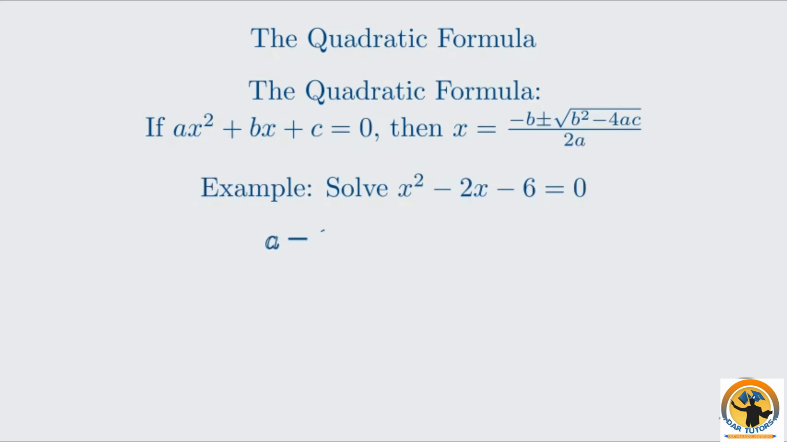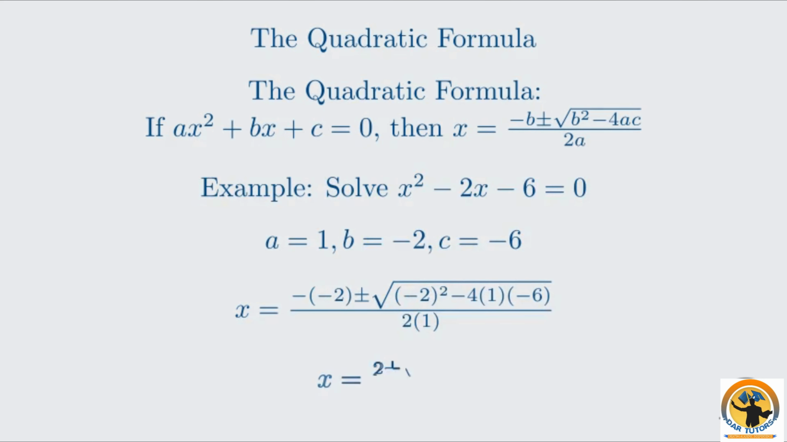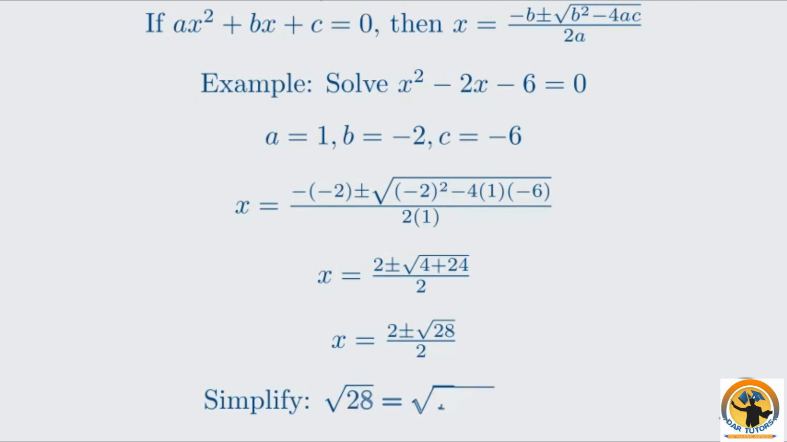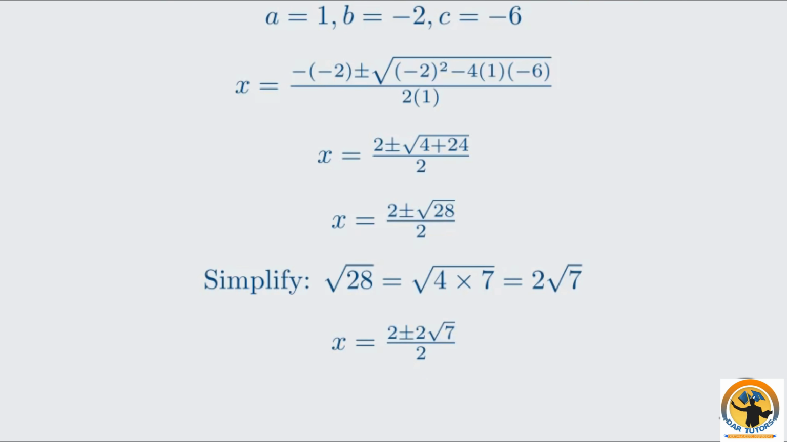Let's solve the equation x squared minus 2x minus 6 equals 0. Here, the coefficient a is 1, b is negative 2, and c is negative 6. Substituting these values into the formula gives x equals negative negative 2 plus or minus the square root of negative 2 squared minus 4 times 1 times negative 6, all over 2 times 1. This simplifies to x equals 2 plus or minus the square root of 4 plus 24, which is 28, all over 2. To provide the exact solution, we should simplify the radical.